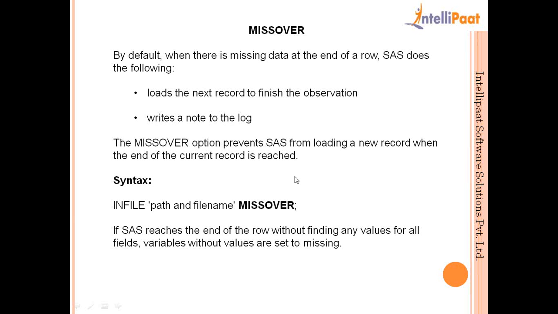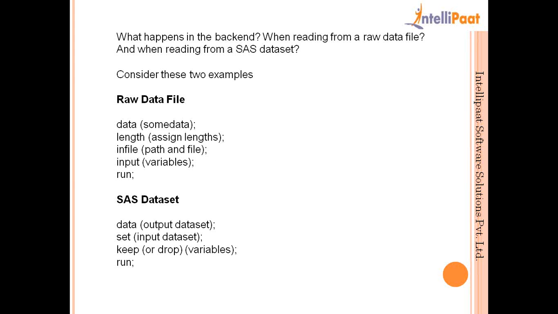But following exactly the PDV and the input buffer, that is how SAS allocates the temporary input buffer and how it holds the values to pass to the final data set. Now what happens in the backend? We have already seen what happens, but let's go through the slide. That is, when reading from a raw data file and reading from a SAS data set.